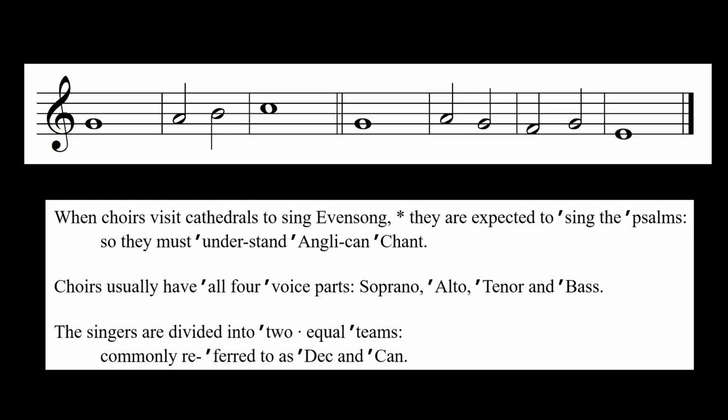When choirs visit cathedrals to sing evensong, they are expected to sing the psalms, so they must understand Anglican chant. Choirs usually have all 4 voice parts: soprano, alto, tenor and bass. The singers are divided into 2 equal teams, commonly referred to as decani and cantoris.